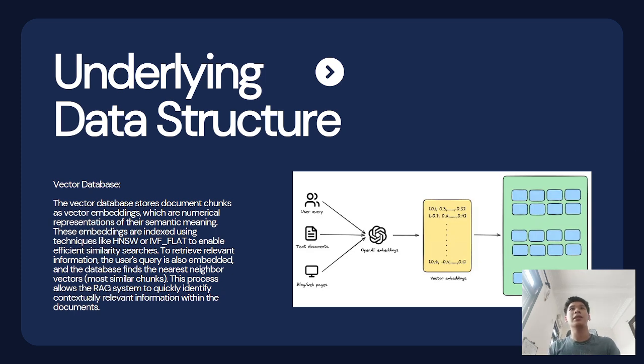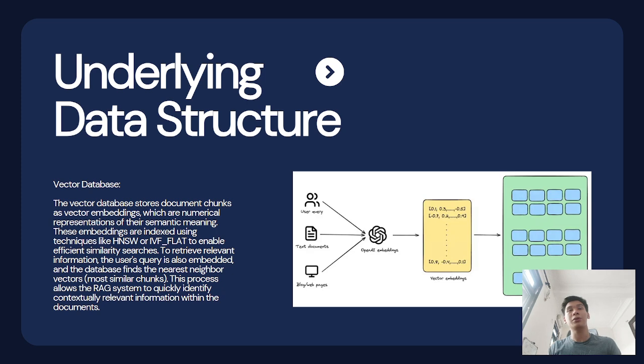The next one is the vector database. As you can see in the image, there are a few sources which the data comes from. It could be from the user query, a text document, or web pages. A model for embeddings would then transform this into vector embeddings and put them into the vector database.